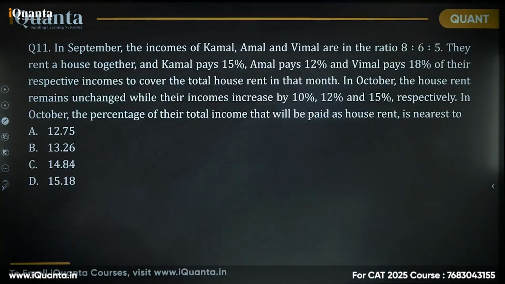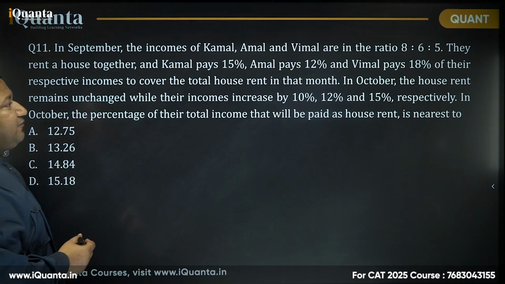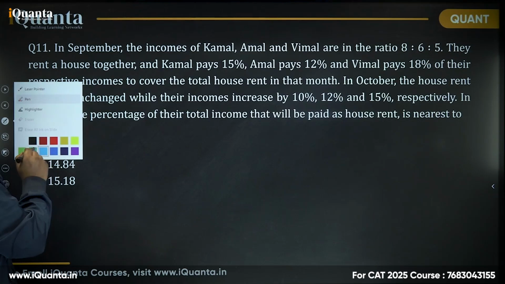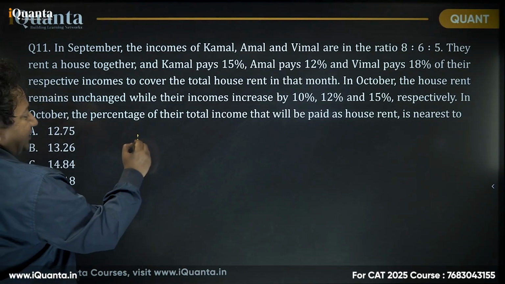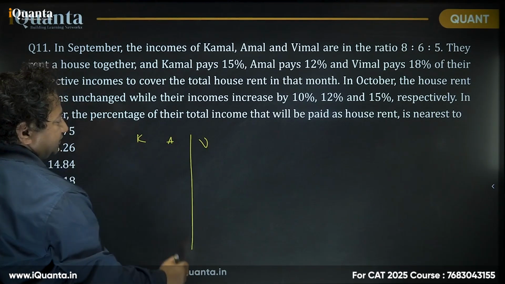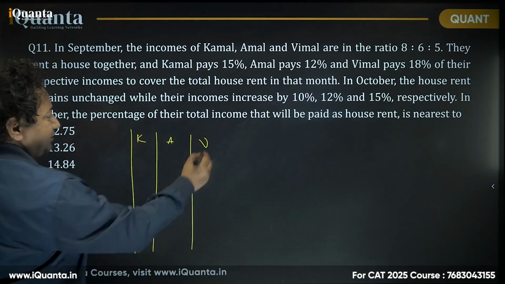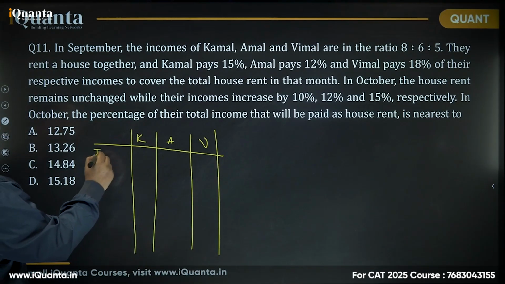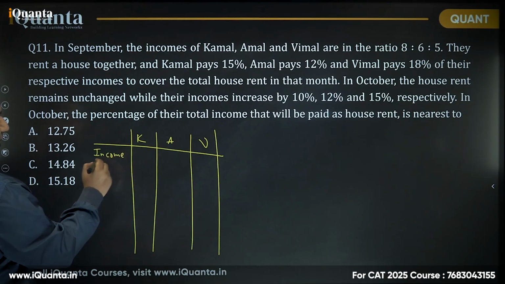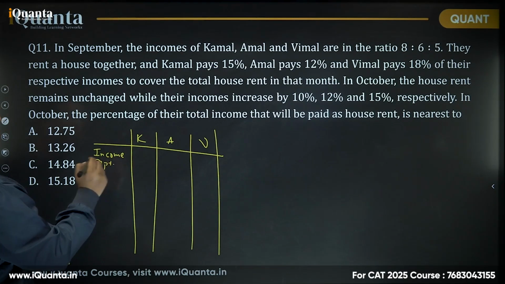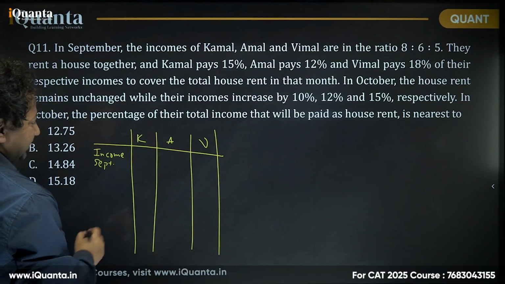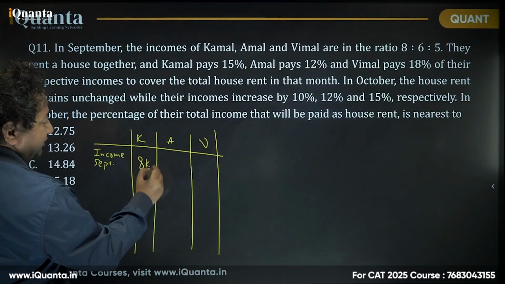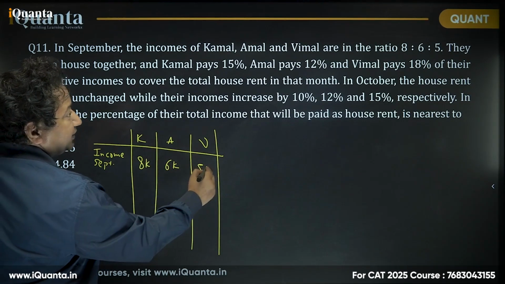Thank you. In September, the incomes of Kamal, Amal and Vimal are in the ratio, I'll just write Kamal, Amal, Vimal for my sake of understanding. Alright, so income in September is in the ratio 8, 6, 5. Just write 8K, 6K and 5K.